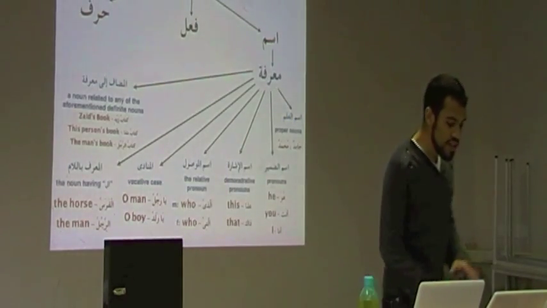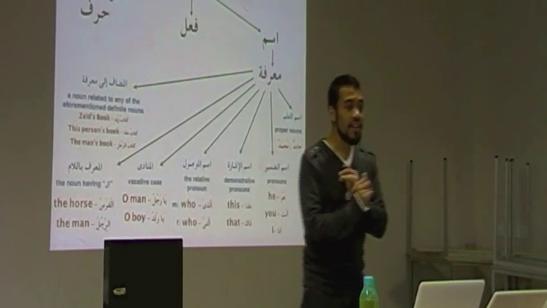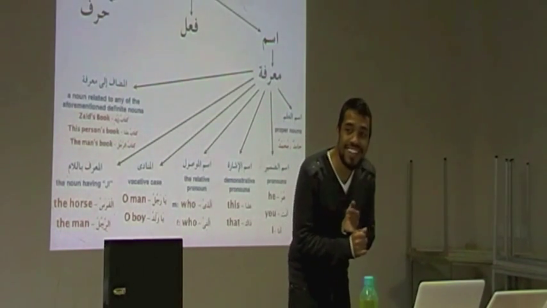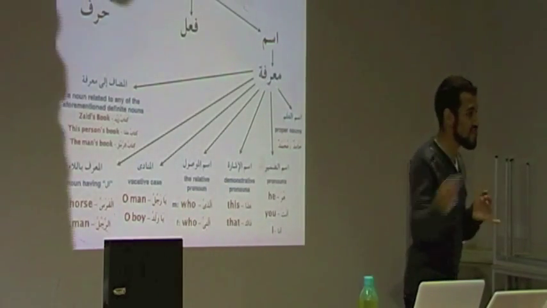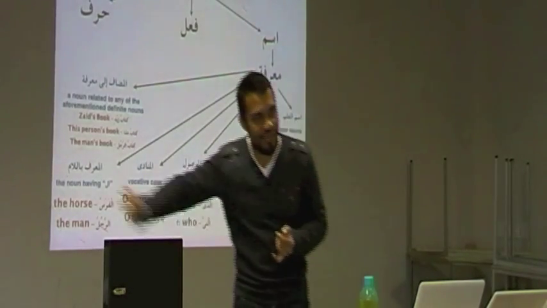Okay, so those are the broad categories. We looked at ismun, which means a noun. It's something that has an independent meaning, right? It doesn't require other words to establish its meaning. I'm not talking about the description, I'm just talking about the reference.